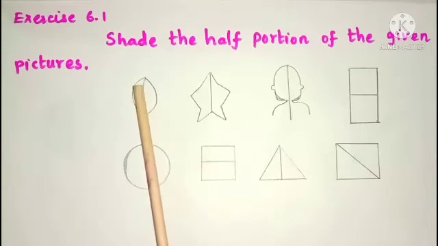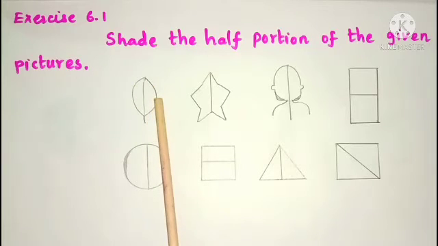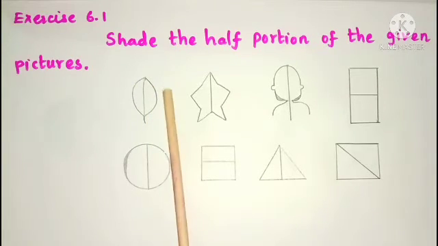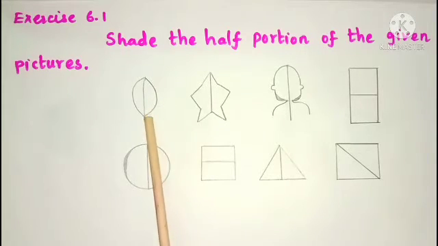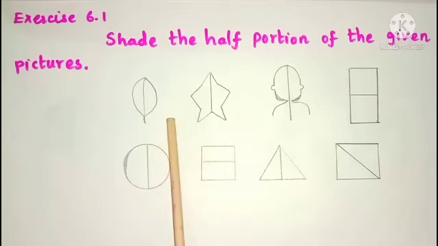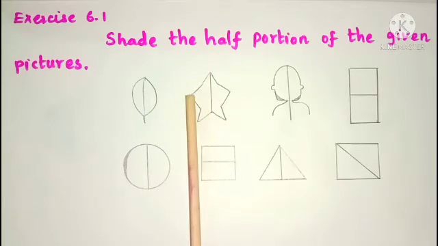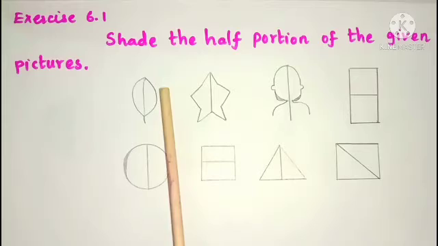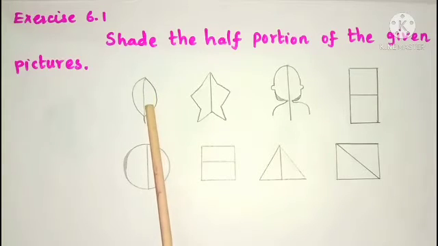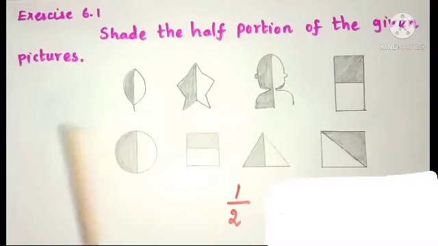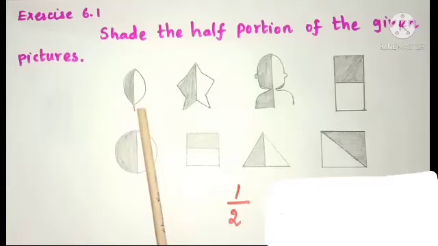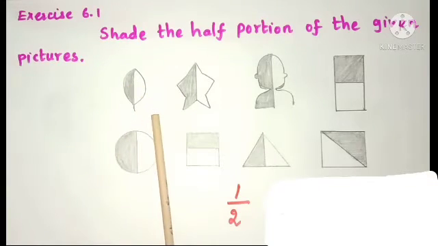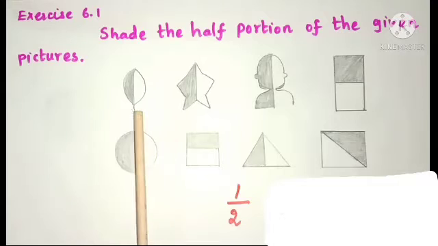So children, the fraction of half is 1/2. That is the complete part. The total number of parts is 2, and the number of portions we are going to shade is 1. Here I have shaded the half portion, the semi portion, 1/2 of the complete picture, the complete shape.